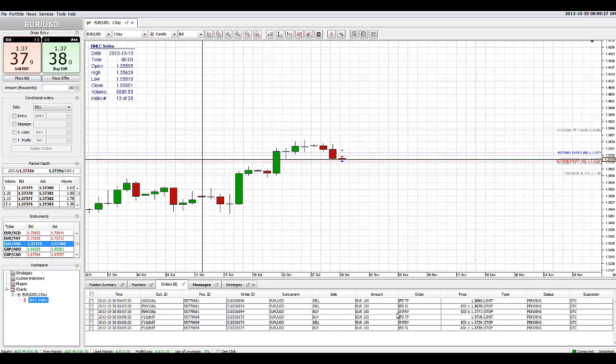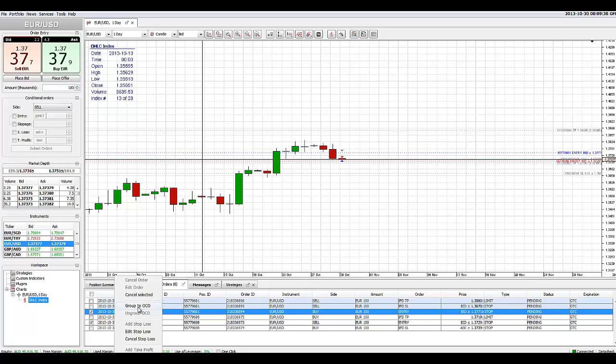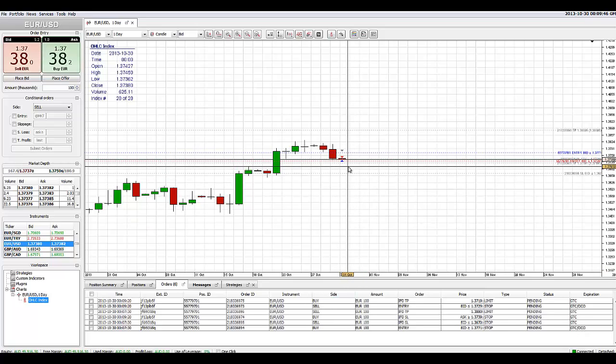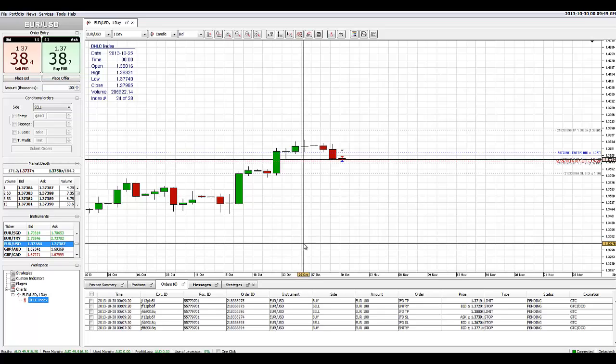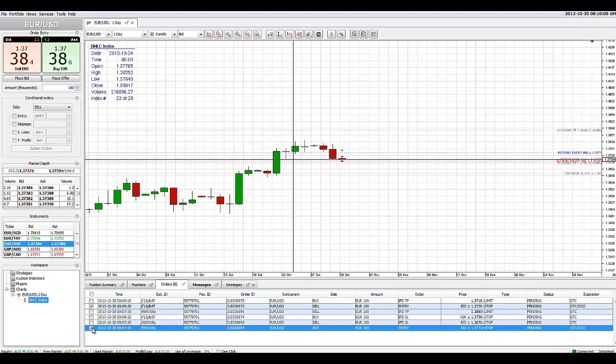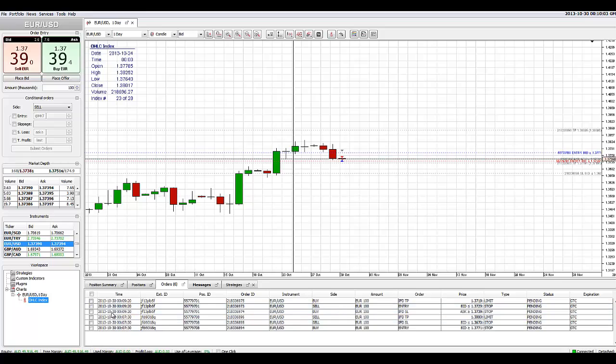If we want to group these two OCO orders so that the first order that's triggered cancels the other one, we can highlight the two entry orders and right click and do group to OCO, and that appears here, OCO and OCO. And again, if one of them is triggered, then the other one will be cancelled, and that is a nice tool to have. If you decide you don't want to use OCO, you can ungroup them by clicking them again and clicking on ungroup OCO, which removes the linkage between the two.